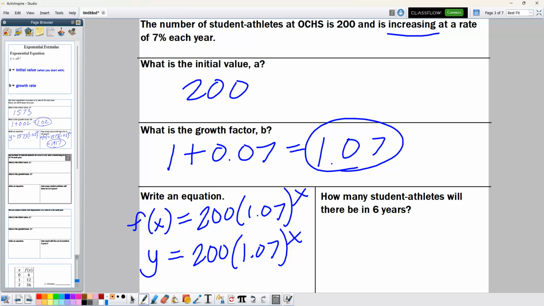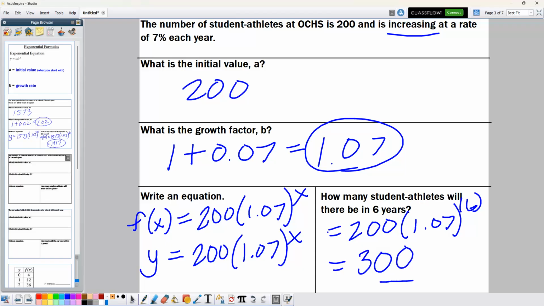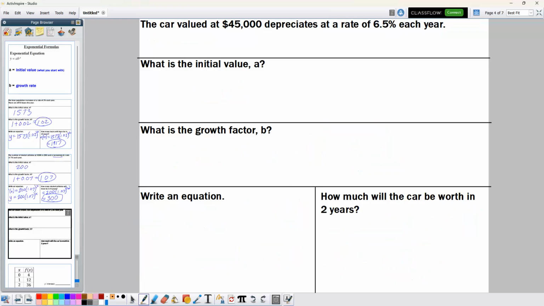So once again, you could write it like y because that's what our formula says. Either one works. And if you want to know how many student athletes OCHS is going to have in 6 years, you would take 6 and plug it into that formula right there. You'd have 200 times 1.07 to the 6th power instead of just x. And that would give you 300.14, I think. We're just going to call it 300 student athletes after 6 years.